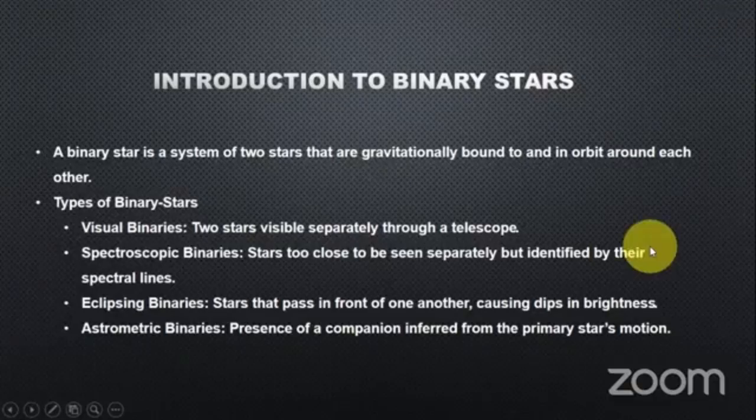So now let me introduce binary stars. A binary star is a system of two stars that are gravitationally bound to and in orbit around each other. Okay, they are gravitationally bound and in orbit around each other. So we have types. We have about 4 types of binary stars. We have what we call the visual binary stars. And secondly, we have the spectroscopic binary stars. Then we have eclipsing binary stars and astrometric binary stars. I'm going to explain each of them and what they mean.